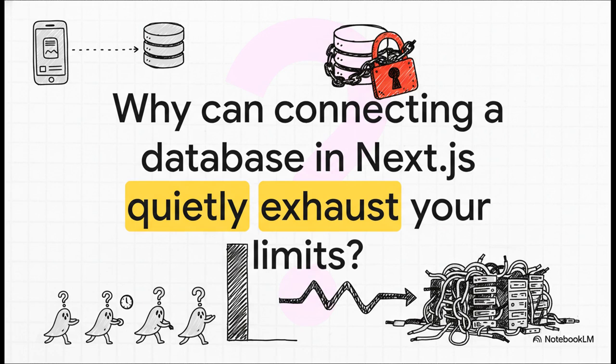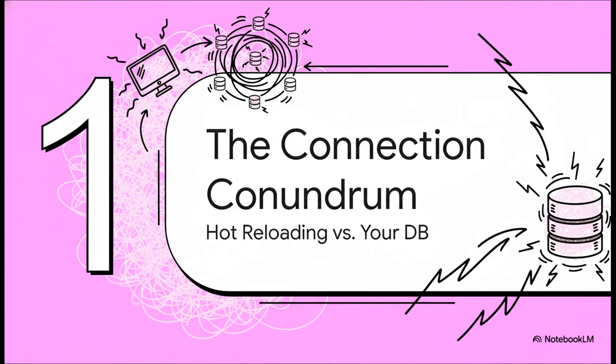Picture this. You're in the zone, coding away, everything feels like it's working perfectly, and then bam, you're locked out of your database. You've hit your connection limit. How in the world did that happen? Well, it's a really sneaky problem. And the crazy part is, it's caused by a feature that's actually designed to make your life easier. And the culprit? Oh, it's a feature we all know and love: hot reloading.